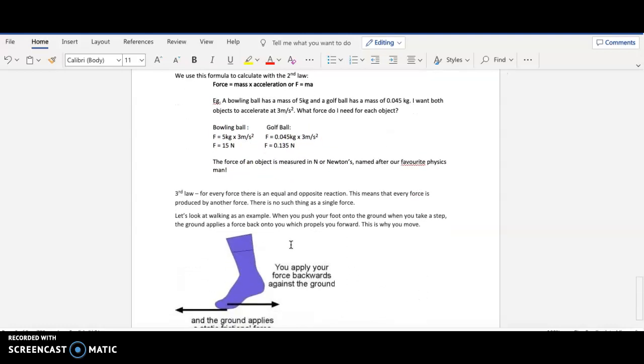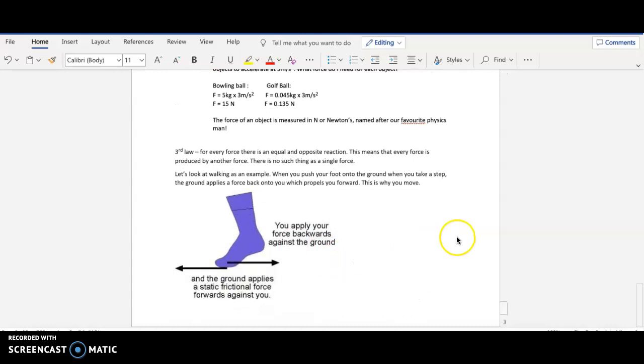Okay, so let's finish off by looking at Newton's third law. This is the law that I typically knew the most. So you might have heard of this one before. For every force, there's an equal and opposite reaction, or equal and opposite force. So that means every force produced is produced by another force. There's no such thing as a single force. So basically for every action, there's an equal and opposite reaction.